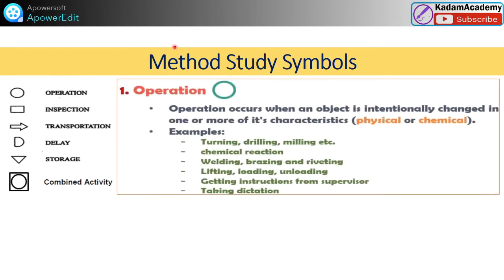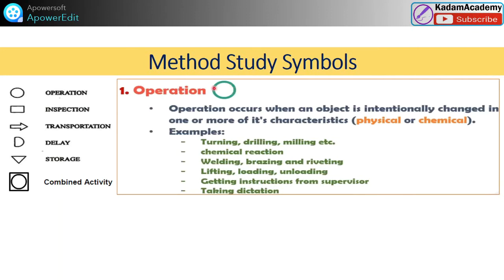The major symbols are there. First is the operation, represented by a circle. Inspection by a rectangle, and transportation by an arrow. Delay is like a big D, and storage is a triangle. The sixth one is the combined activity, a circle inside a square. We will study these one by one with examples.